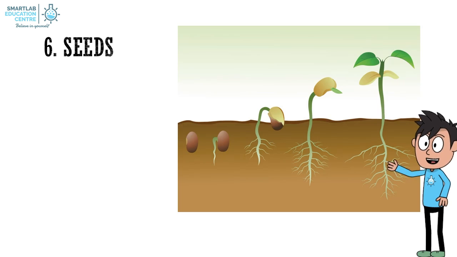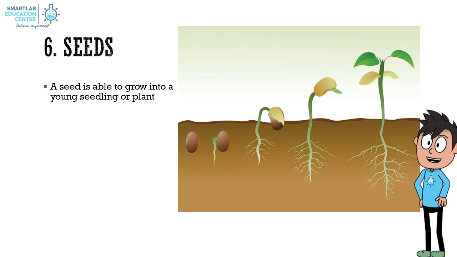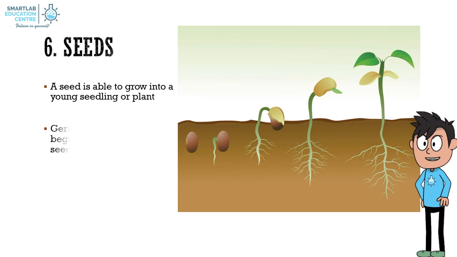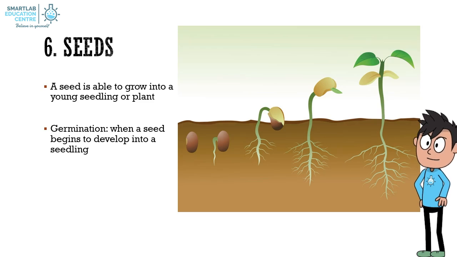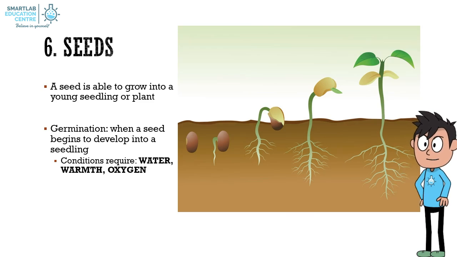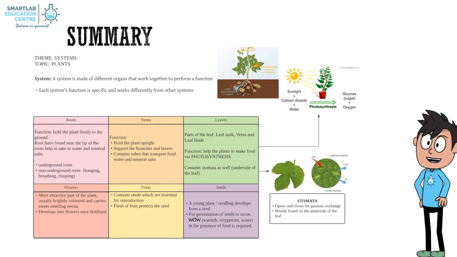So what are seeds, since they are essential for reproduction? A seed is able to grow into a young seedling or plant. Germination is a process when a seed begins to develop into a seedling. In order to do so, it requires water, warmth, and oxygen. Now let us recap what we have learned in plants.